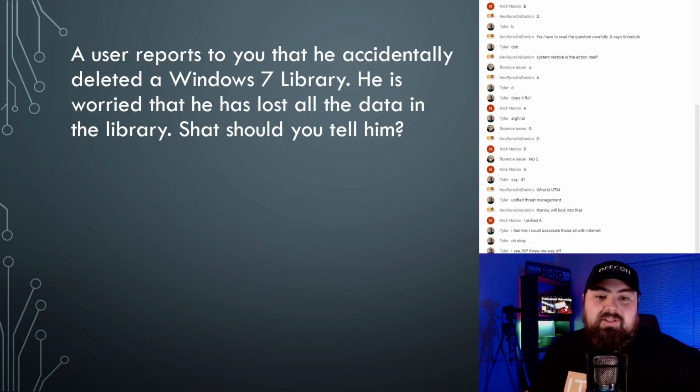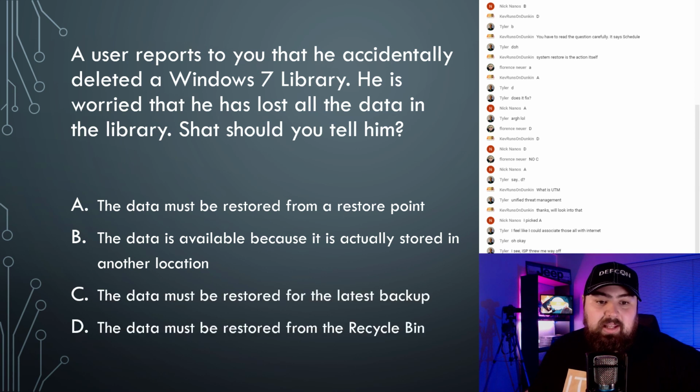A user reports to you that he accidentally deleted a Windows 7 library. He is worried that he has lost all the data in the library. What should you tell him? A. The data must be restored from a restore point. B. The data is available because it's actually stored in another location. C. The data must be restored from the latest backups. Or D. The data must be restored from the recycle bin.